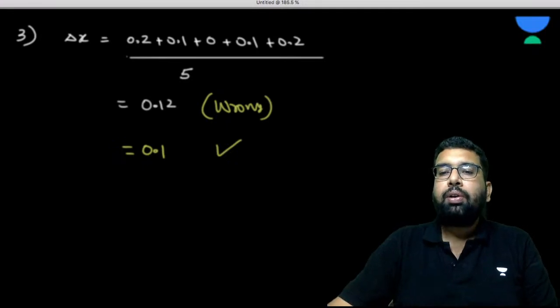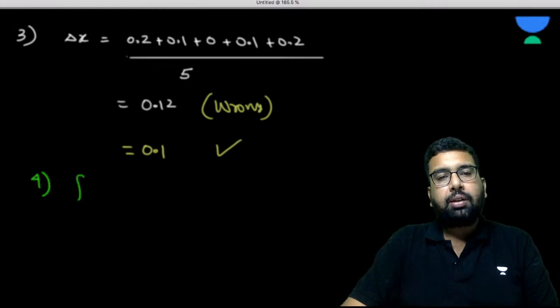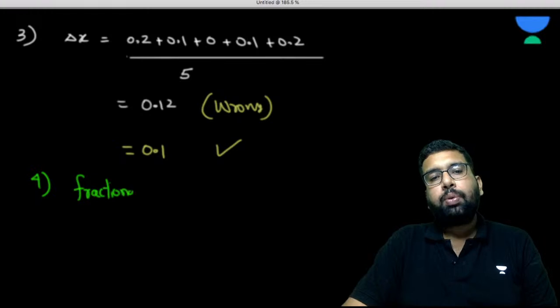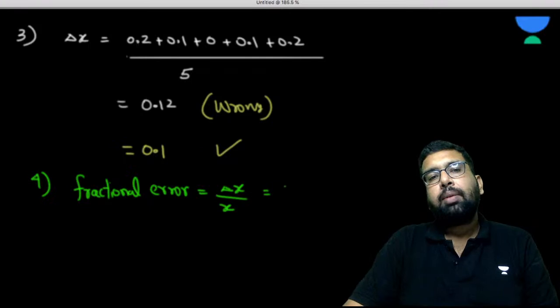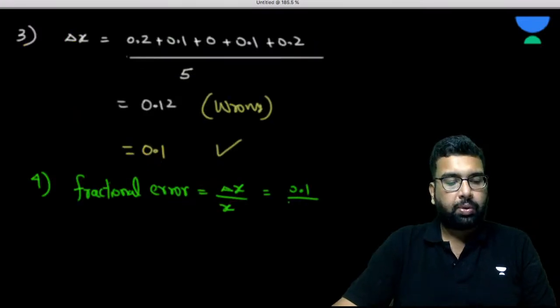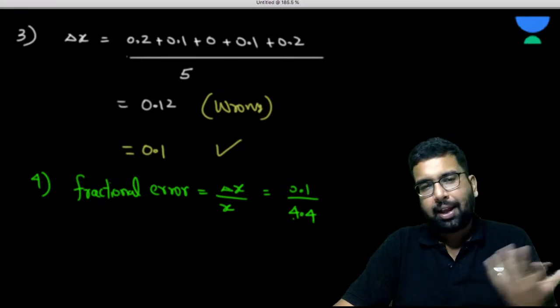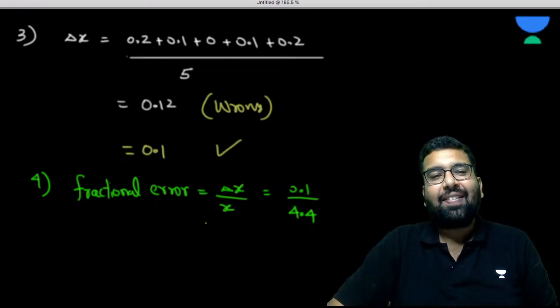Now, after the mean absolute error, we are supposed to find the fractional error. So what is going to be the fractional error? Fractional error is delta x by x. So delta x is the mean absolute error, that is 0.1, and this is going to be 4.4. So whatever we are going to get from this, I leave it to you.